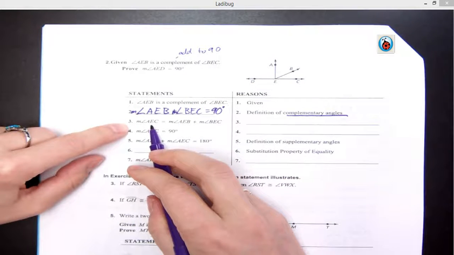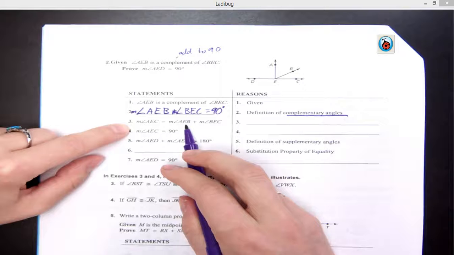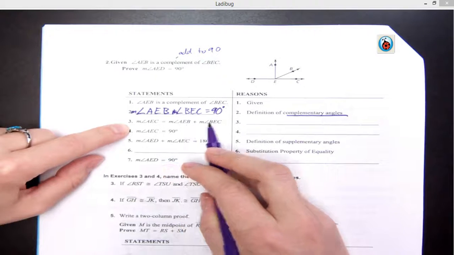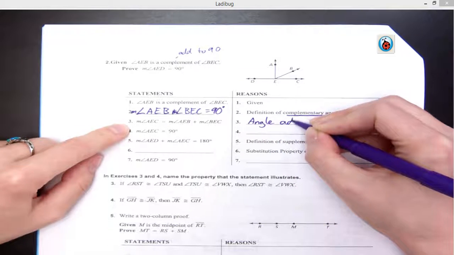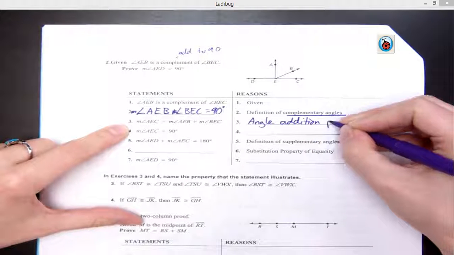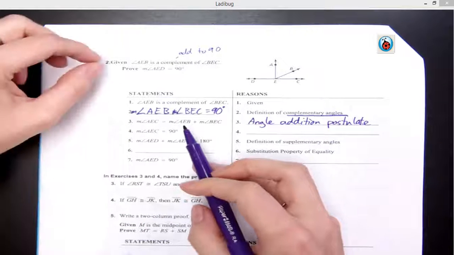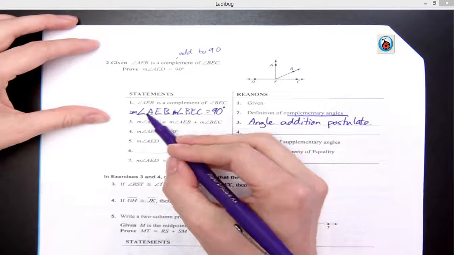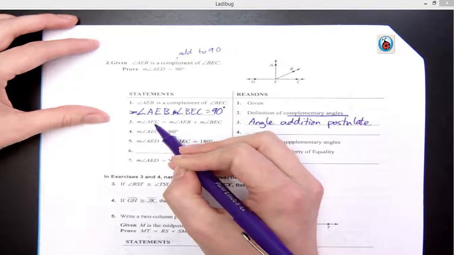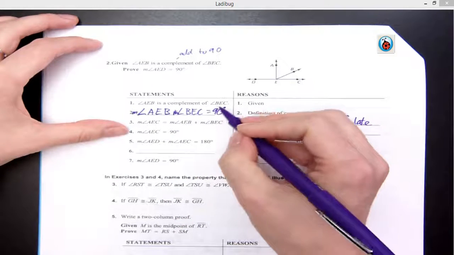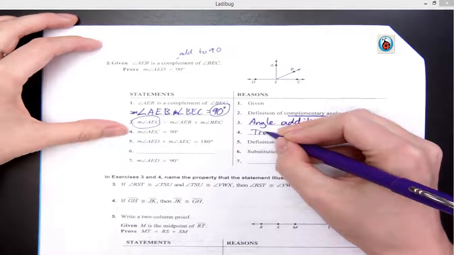So the measure of AEC equals the measure of AEB plus BEC, and that's just our angle addition postulate. And so I've now listed out that the measure of AEB plus the measure of BEC equals 90, and the measure of AEC has to equal the two parts equals the whole. Therefore, I can prove that these two now equal each other. And so that is my transitive.